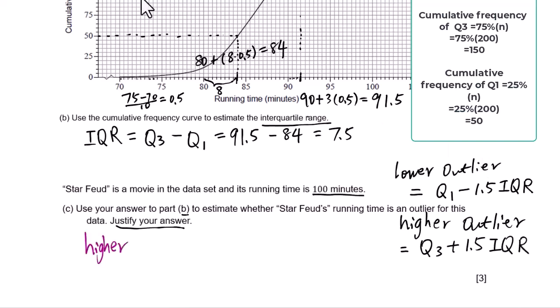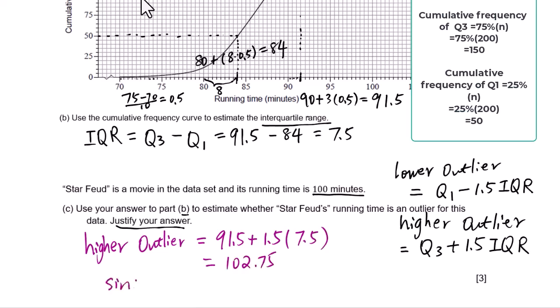We will find a higher outlier equals Q3, which is 91.5, plus 1.5 times 7.5 equals 102.75. Since 100 is less than 102.75, it's not an outlier.